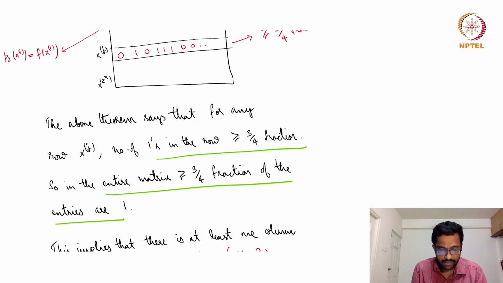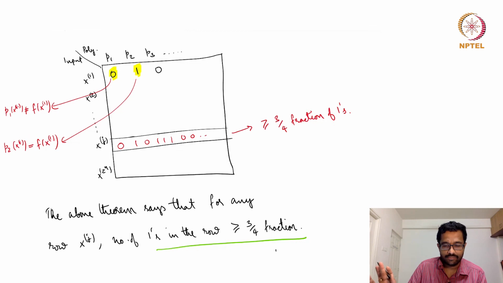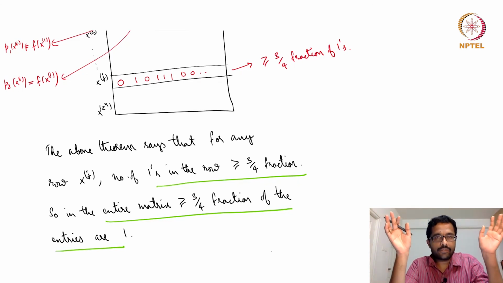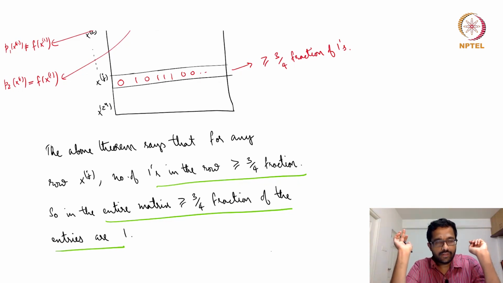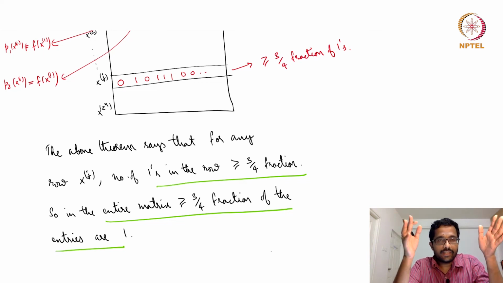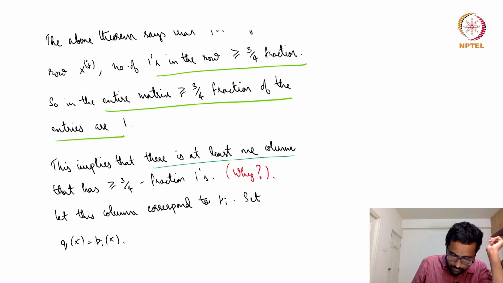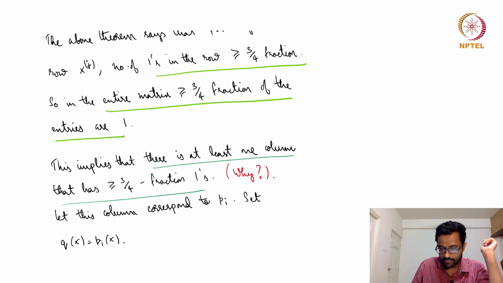If you look at the entire matrix, at least 3/4 of the entries are 1. So this matrix is 75% ones. Now let us change the perspective and look at columns. I know that the matrix has an overall fraction of ones of at least 75%. All I am saying is that there is at least one column that has 75% ones.